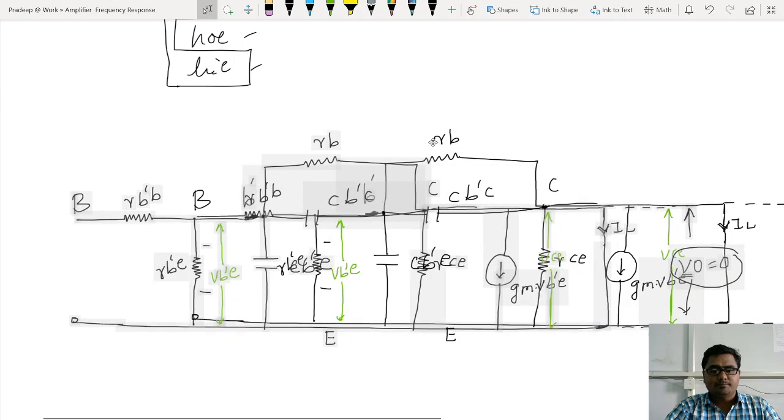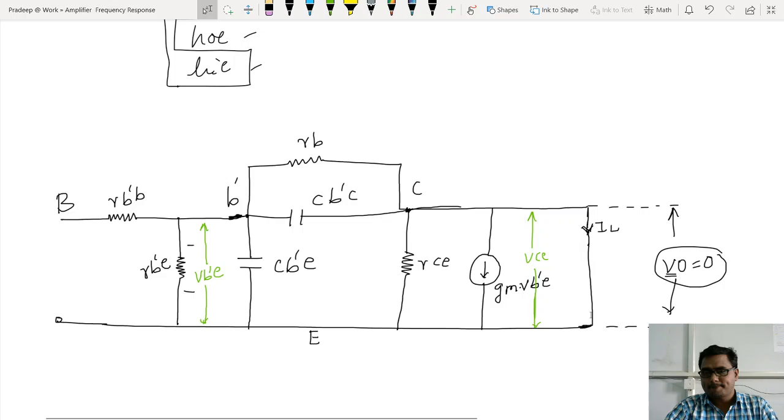Let us start. We have replaced this load resistor. When you replace the load resistor with a short circuit, let me change the color of the pen and show you that. Look at this RB dash C resistor, the second terminal of that, where it is connected. This second terminal is now directly connected to the ground.